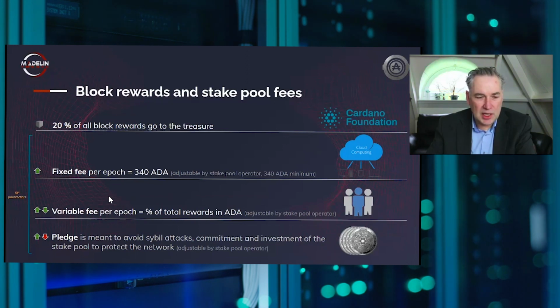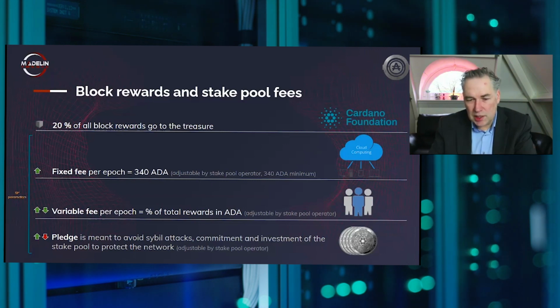And next to that, there's a variable fee involved, and that can be set by the stake pool operator, the same like with the fixed fee, whereas a minimum of 340 ADA per epoch. In case of a variable fee, that's basically to be decided by the stake pool operator to set, to cover basically his cost for marketing, operating, updating, and maintaining the hardware infrastructure.